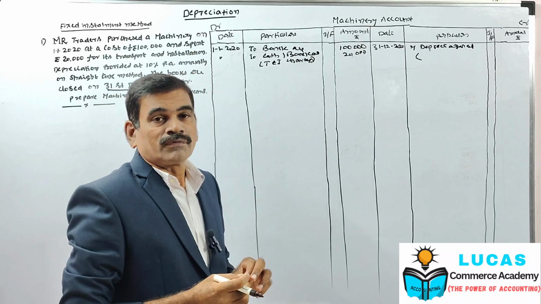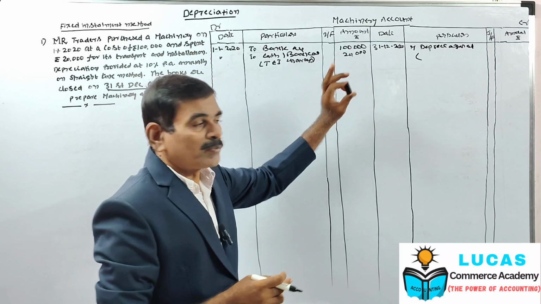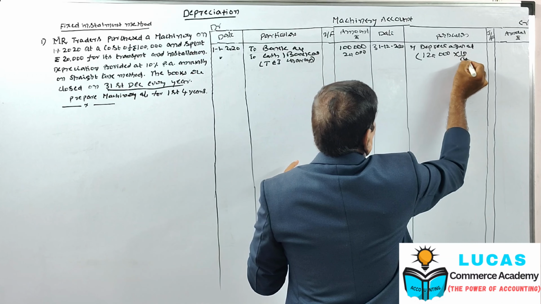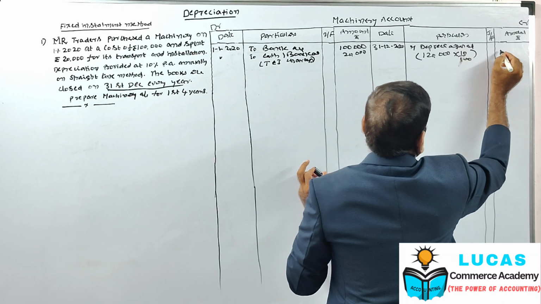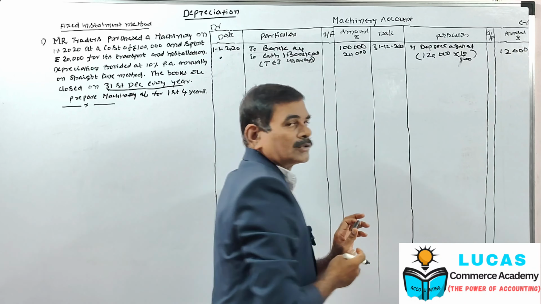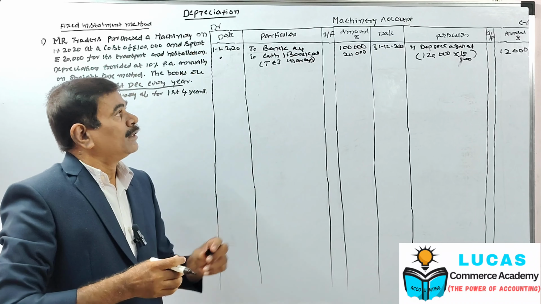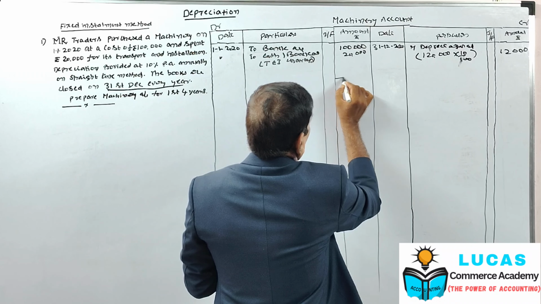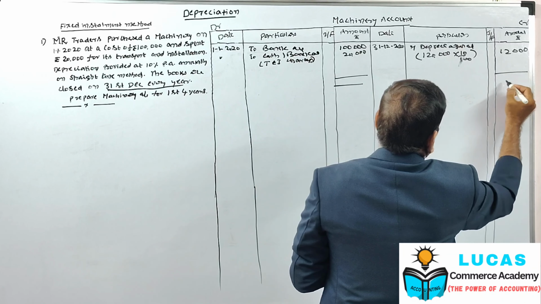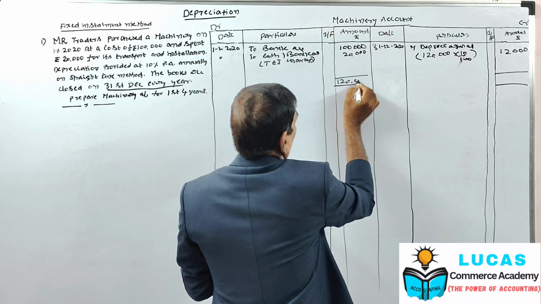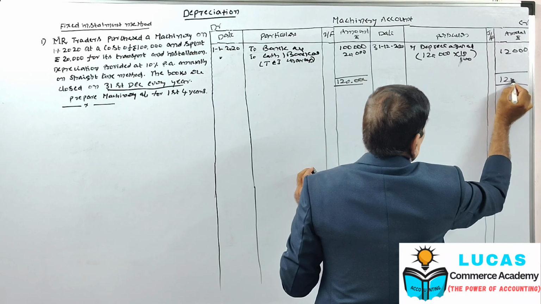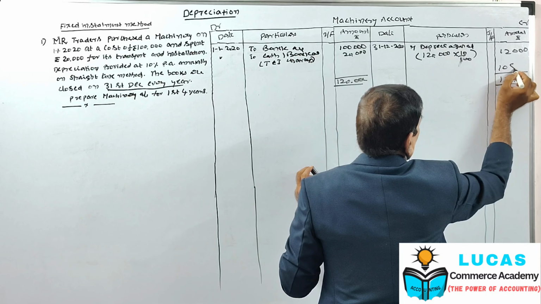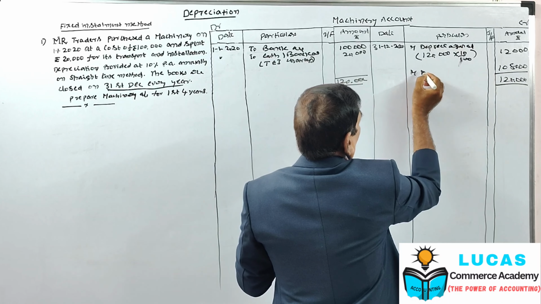So the formula for this is cost of asset, that means 1,20,000 into rate of depreciation by 100. So 12,000. Then machinery account is to be balanced. How to balance? First check which side is more. So the debit side total is 1,20,000. The same is transferred to this side, 1,20,000. So from 1,20,000 deduct 12,000, that means 1,08,000.